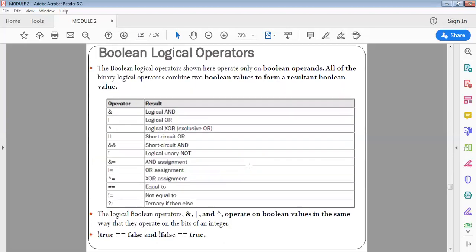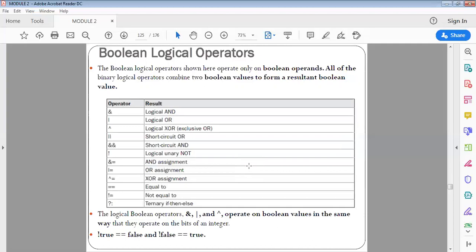Next you come to the logical operators. Coming to Boolean logical operators, this is the last category you will have apart from special operators. So this is the fourth one, Boolean logical. They operate only on Boolean operands, and the result is one of two Boolean values, true and false.